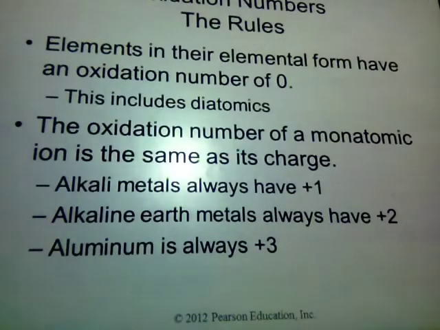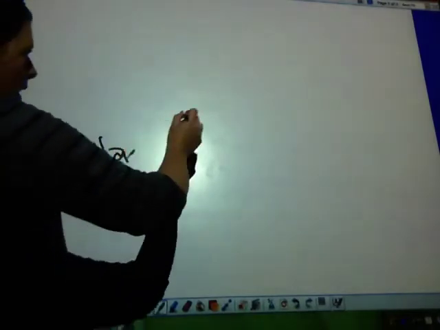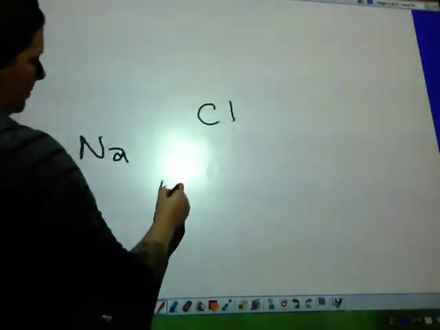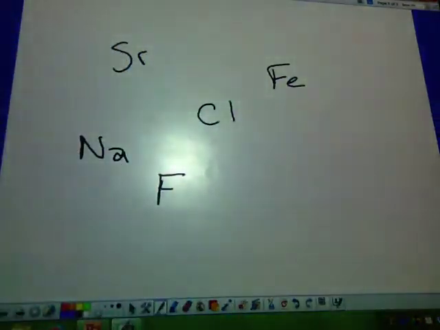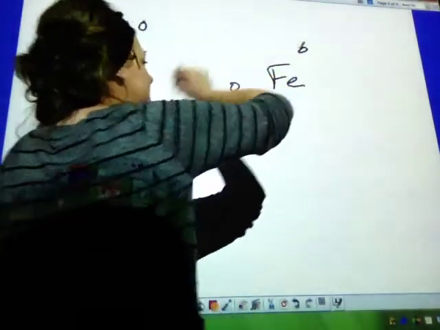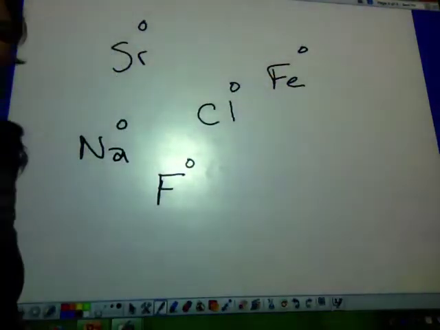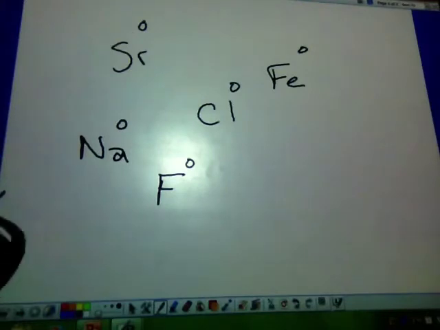Okay, elements in their elemental form have an oxidation number of 0. What on earth does that mean? That means sodium, chlorine, fluorine, strontium, iron, all of those are just elements. They're in their elemental form. That means they're neutral. Charge of 0, charge of 0, charge of 0, charge of 0, charge of 0. So if I see any element just all by itself and I don't see a charge associated with it, like in the corner here, then that means it just is 0. Its oxidation number is 0.